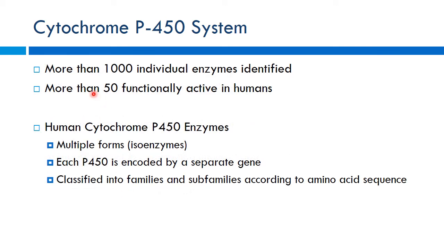Okay, so we've probably identified over 1,000 different individual enzymes here, and basically we have about 50 that are functionally active in humans that we're mainly concerned with, and you're going to have multiple forms of it. So you'll find different names for these different isoenzymes or different forms of P450, and each one gets encoded by a different gene, and that's why you can have genetic differences between patients.